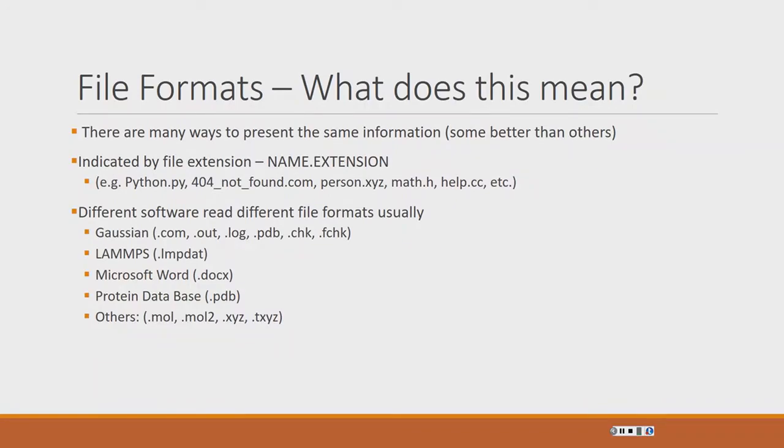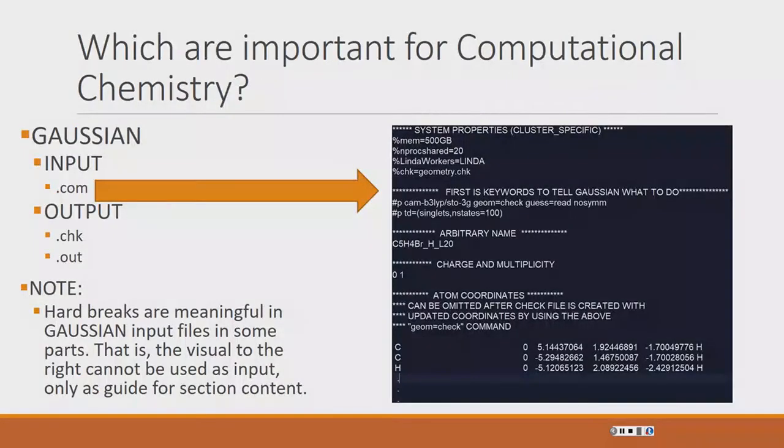So everything has a different format. Gaussian likes coms, outs, logs, can be PDBs and output checks, and you can format the checks called formatted checks. LAMMPS takes in its own specific thing. Microsoft Word has its own specific thing. Protein Data Bank, and you could probably never count the number of different file formats that exist.